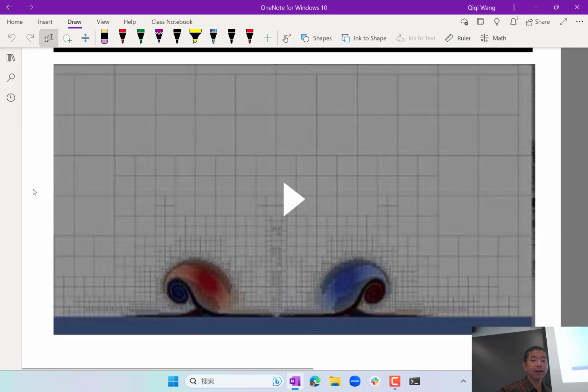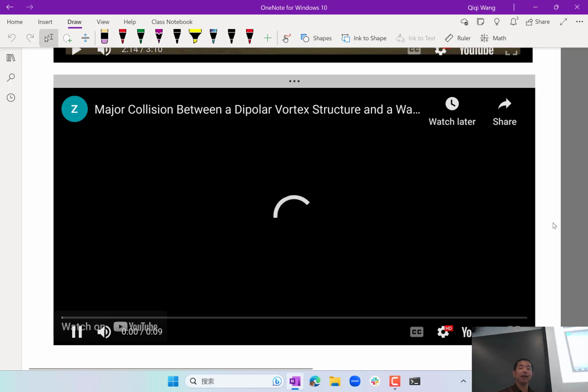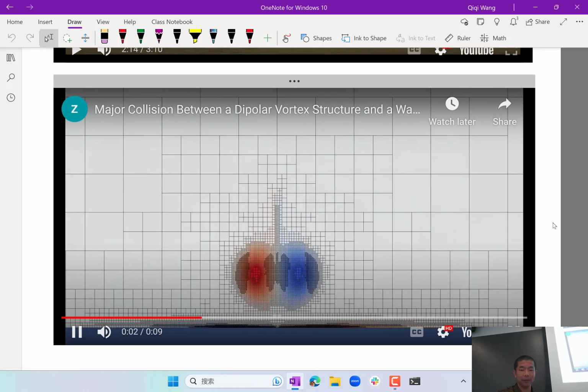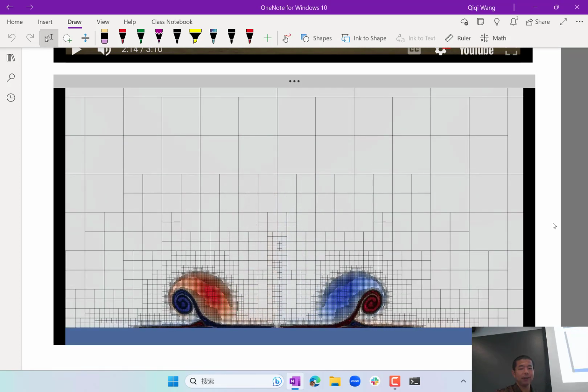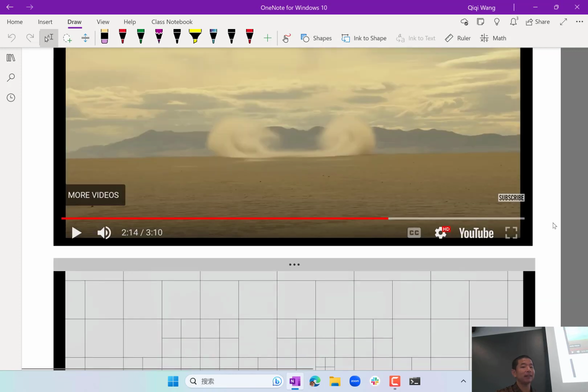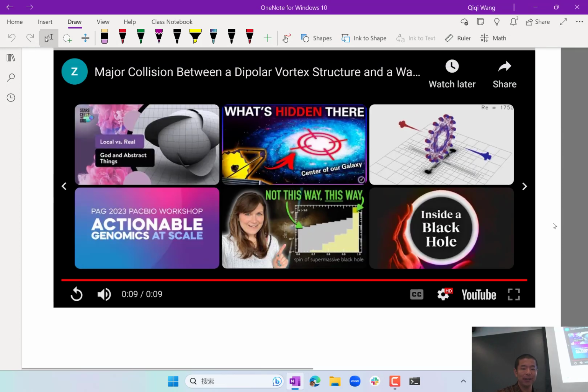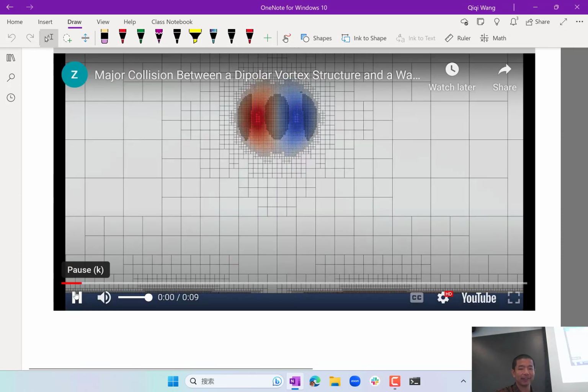Let's compare that to this. This is a calculation of a pair of vortices impinging on a wall. See how similar this is to what the sand is doing in the movie. Let's look at this again.